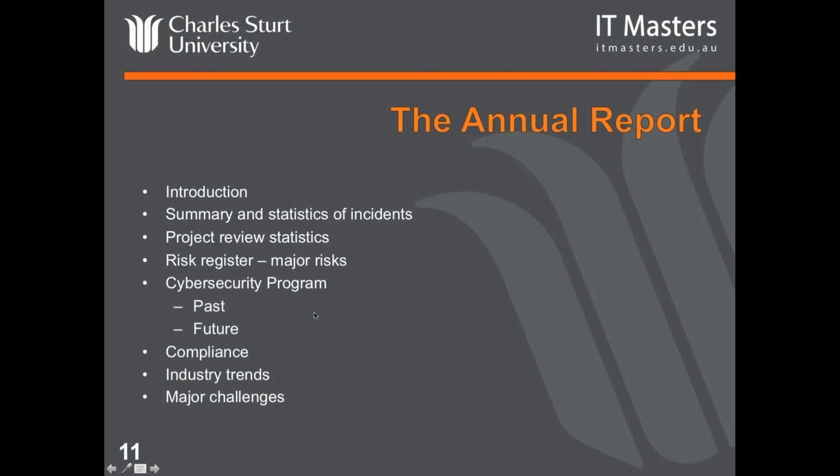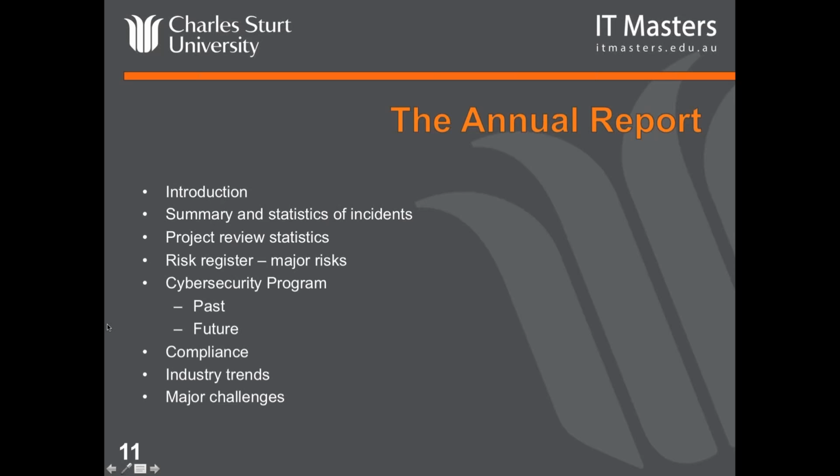Now, when we're talking to the executives, one way that I like to provide a good summary of what's happened in the year is to provide an annual cybersecurity report. Give them an introduction about what the practice is doing, where it's come from. Then I give them some summary and statistics of incidents. How many incidents have we suffered? Have they been high, medium, low ones? Do we have statistics over how we're conforming to standards with our project review? So if there are projects going into the organization, how are they stacking up against the standards?